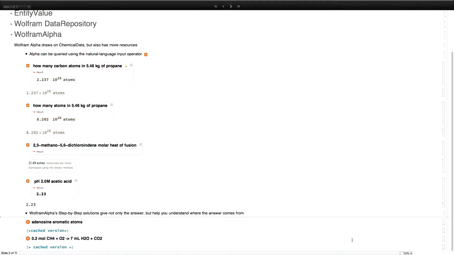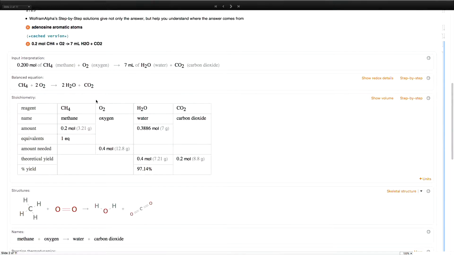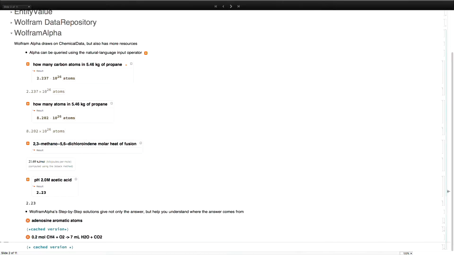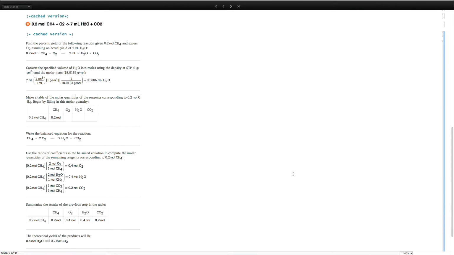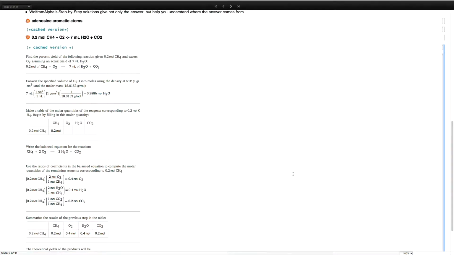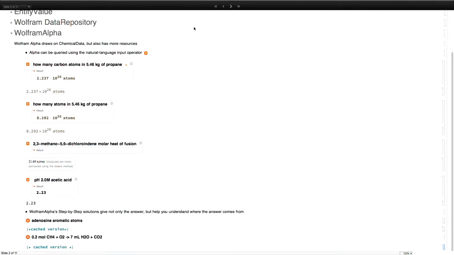You could do your stoichiometry homework. 0.2 molar methane plus oxygen goes to 7 milliliters water plus CO2. It'll balance the reaction for you, and you can do step-by-step. That's dynamic, so we will go to the cached version. And so we can walk you through step-by-step how to solve these types of problems. And so that's the capabilities for chemistry in the Wolfram language so far.